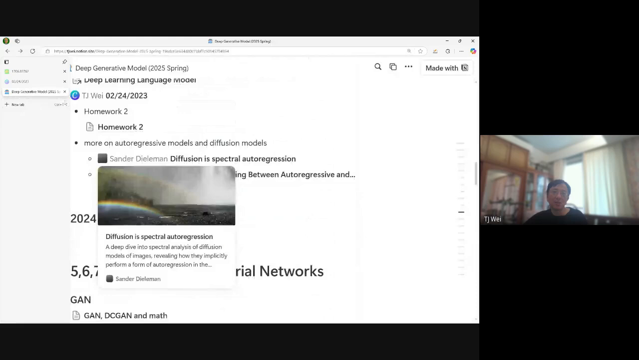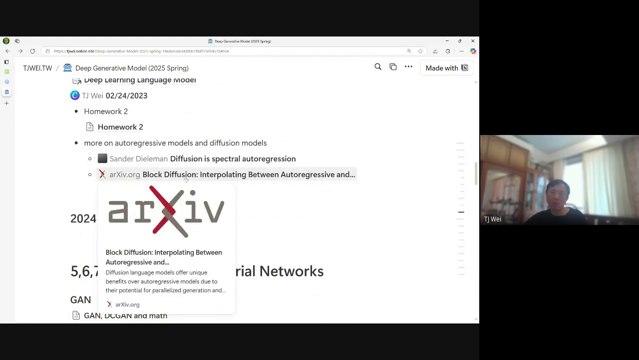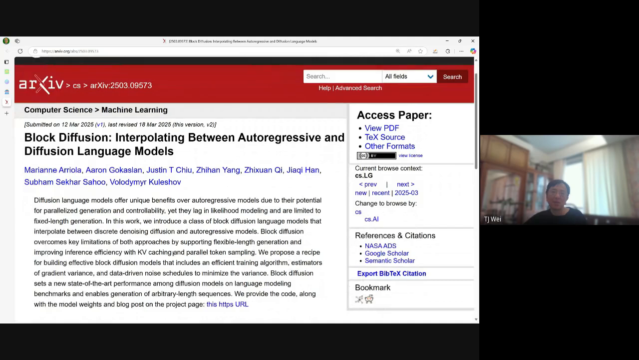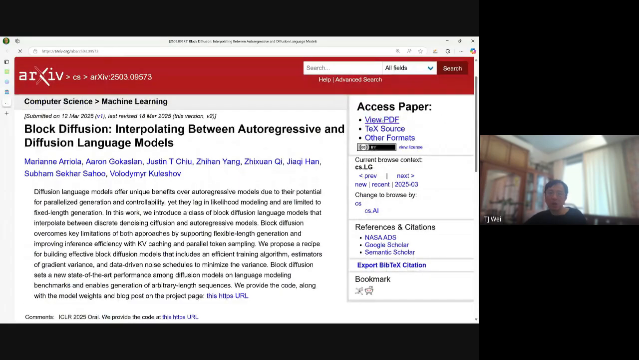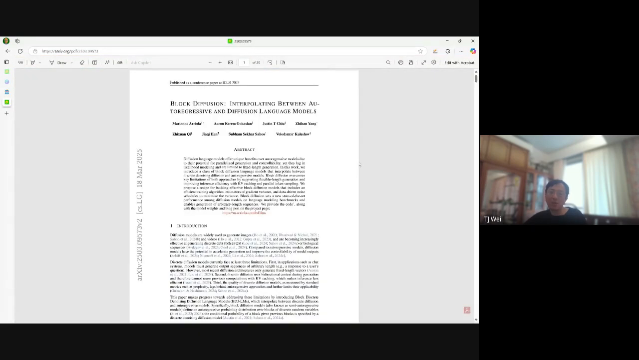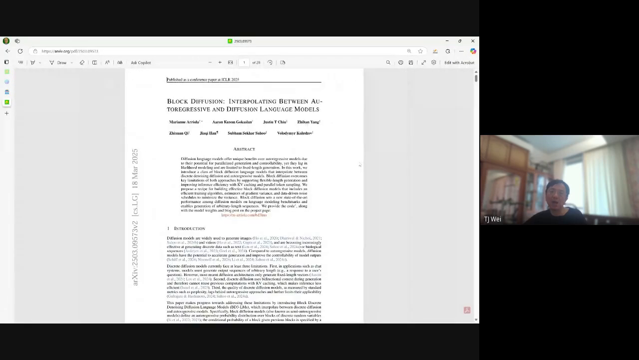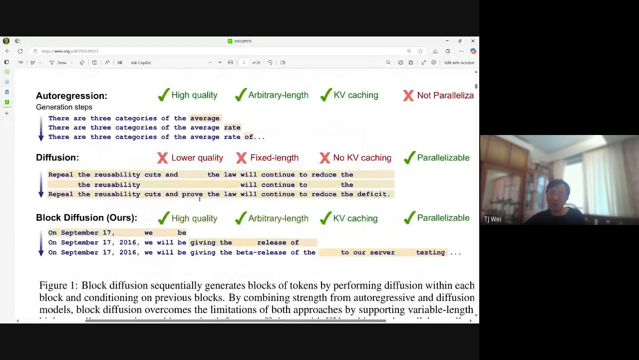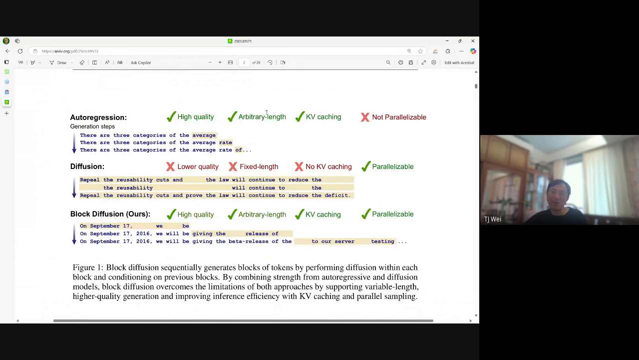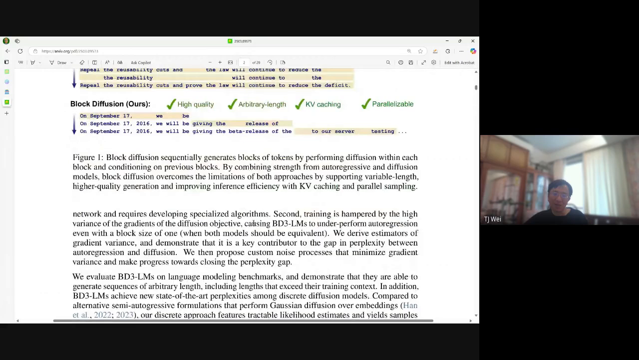Another interesting thing is the block diffusion model, which is recently used to build what is labeled as a diffusion language model. As the name suggests, it uses both diffusion models and autoregressive models together in order to generate text. One example to illustrate the idea is here.